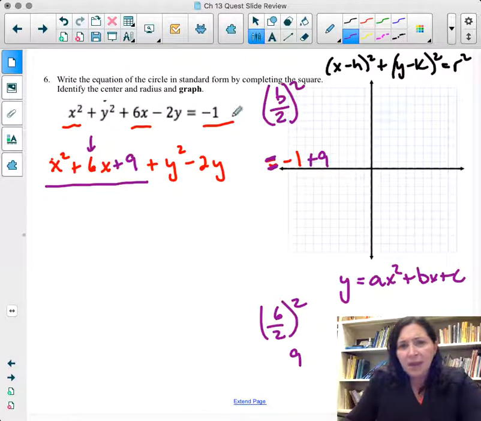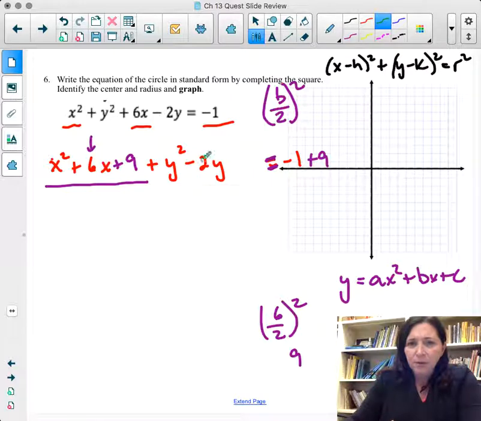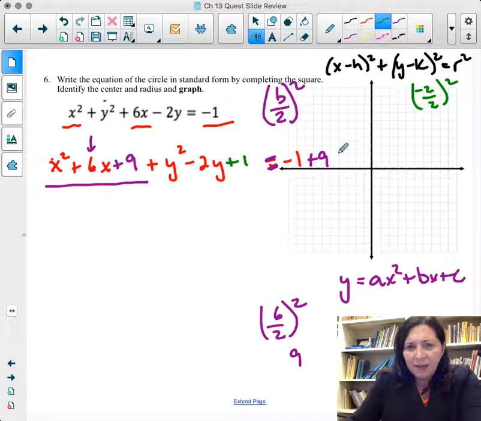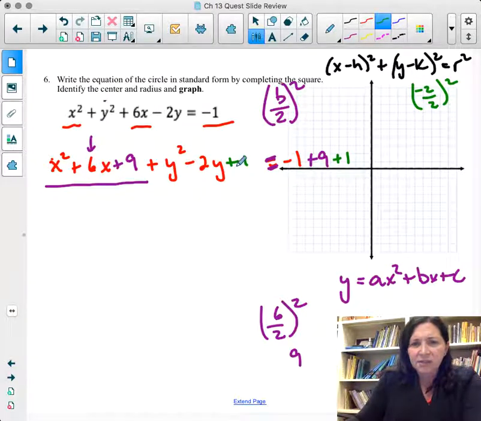Now we're going to complete the square for the y's, because anytime you have a y squared and a y, you are going to complete that square. You're going to finish that off into a trinomial. So we're going to take half of 2, and then square it. Half of 2 is 1. 1 squared is 1. I'm going to add that to both sides. So what I really have now is this plus this equals this right here on the right.